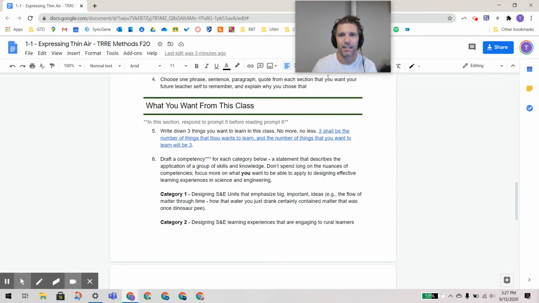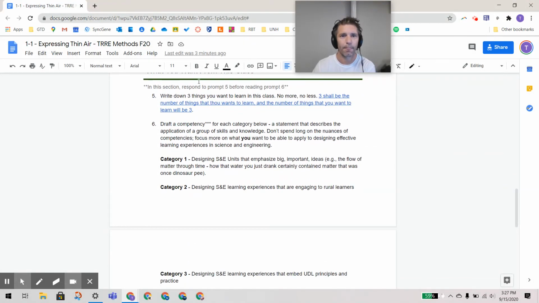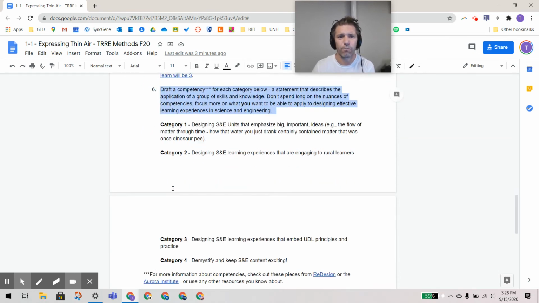Finally, the last section is really helping me and us develop what this class is to be, what you want it to be, so what you want from this class. And there are 2 prompts again. But please read this and do this before even looking at this. I think it's pretty self-explanatory, just kind of generally, what do you want to learn in this class? Just 3 things. And then down here, you're going to draft a competency for each of the 4 categories I listed below.